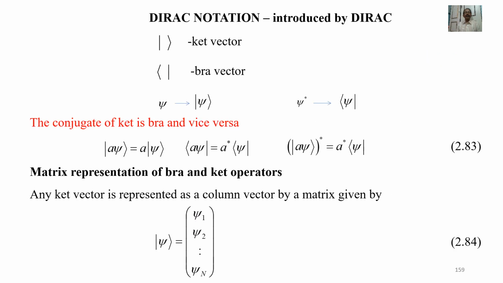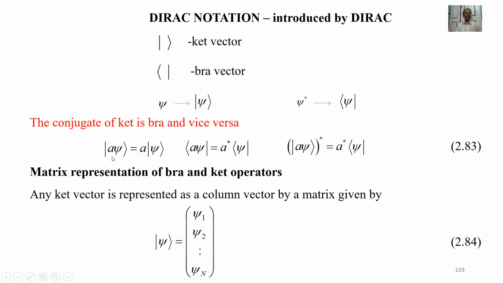Dirac notation was introduced by Dirac. And of course, we know that this is ket notation, and this will be bra notation. So ket notations are column vectors, bra notations are row vectors. For example, we take psi, and this can be written as ket psi, and the corresponding complex conjugate is nothing but psi star, which is represented in terms of bra psi. The conjugate of ket is bra, and the conjugate of bra is ket.